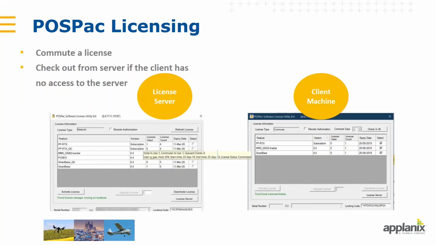Then the next slide is about commuting a license. Nico already mentioned this. There is a possibility to commute a license, or to check out a license, in case the license is needed outside the company's network. Here, you can check out specific license features for a specific time period from the server. What we see here is two software license utilities open. On the left side is the license server, and on the right side, the client machine.